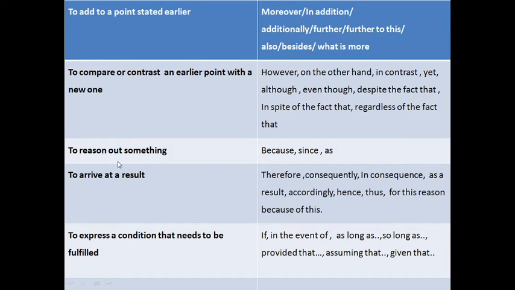To give a reason for something: because, since, as. These are the discourse markers. And to arrive at a result: therefore, consequently, in consequence, as a result, accordingly, hence, thus, for this reason, because of this.